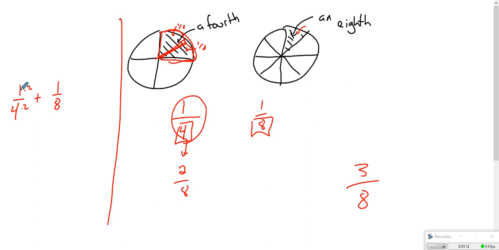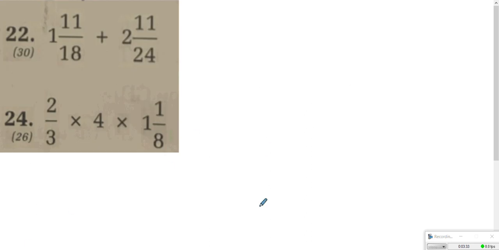1/4, 1 times 2 is 2, 4 times 2 is 8, plus 1/8, right? We add the numerators, 2 plus 1 is 3. We don't add the denominators because they're just telling you the size of what we're adding together. So we get 3/8. And in real life, that's exactly what it would be. Now let's take it to this more complicated problem.